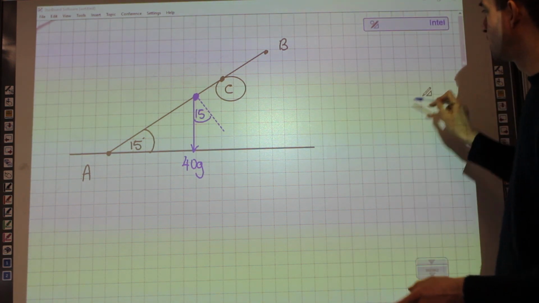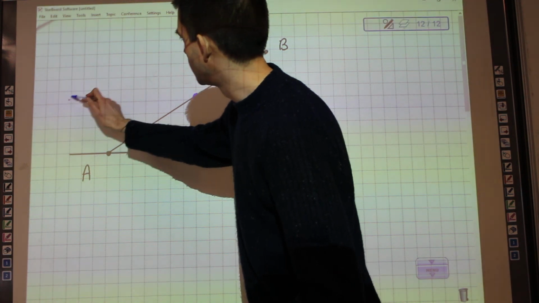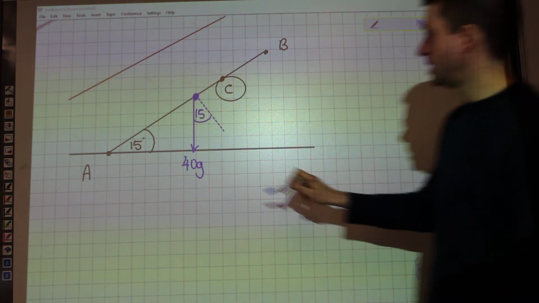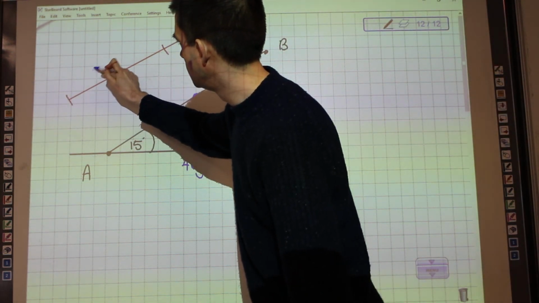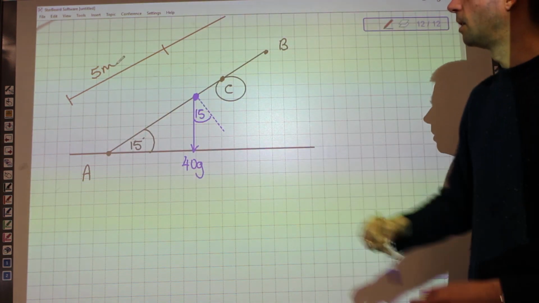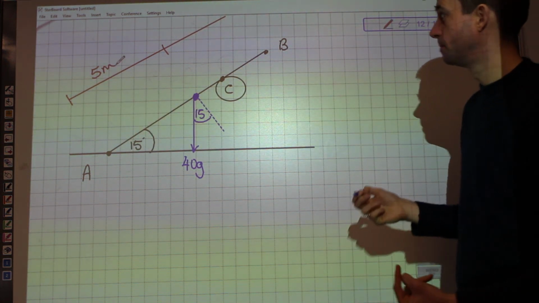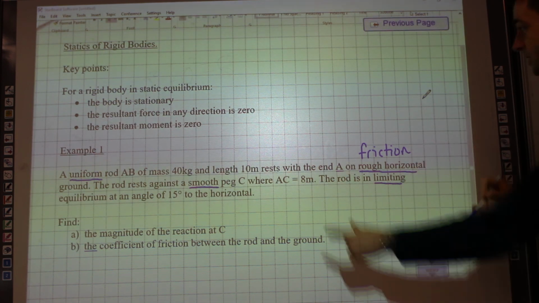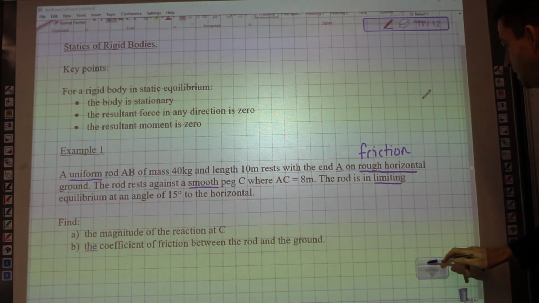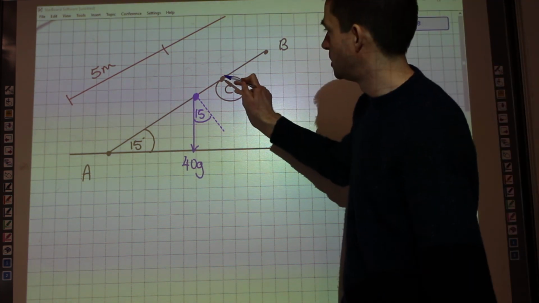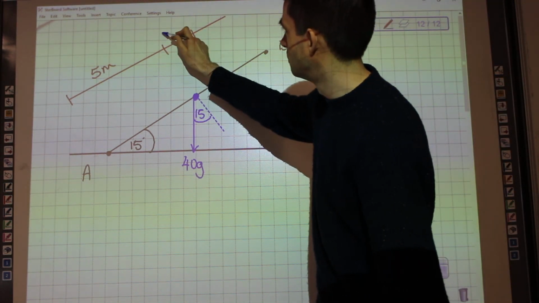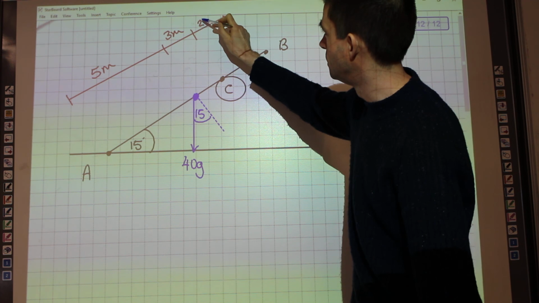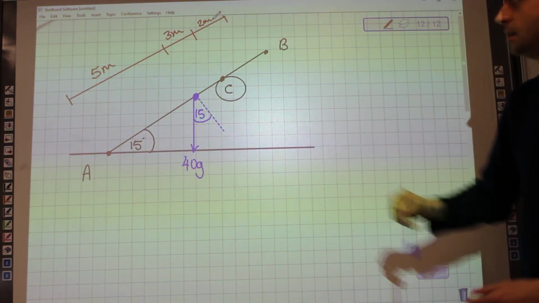Because this is a uniform rod, I know about the distances that these are away. So up here I'm just going to draw the same length line, and I'm just going to split it into the distances that I know. So this distance here is 5 metres, because it's half the length of the rod, because it's uniform. I was also told in the question that AC is 8 metres. Okay, so if AC is 8 metres, then the distance between this point here and this point here must be 3 metres, making 8 metres total, and then the distance up to the end of the rod is 2 metres, making my total of 10.